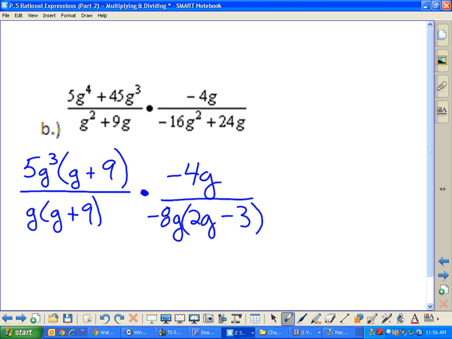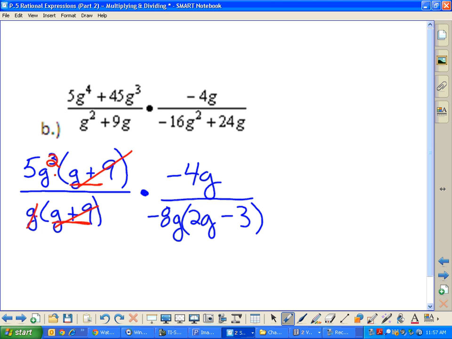Now what I'm going to do is start to cancel. I always cancel top to bottom first, and then I do diagonal. So for instance, I see I have a g plus 9 up here and a g plus 9 down there. So I'll reduce those out. And then I see I have g and g to the third. Those are factors because it's just touching some multiplication. I can reduce out this g so that this g to the third becomes g squared.